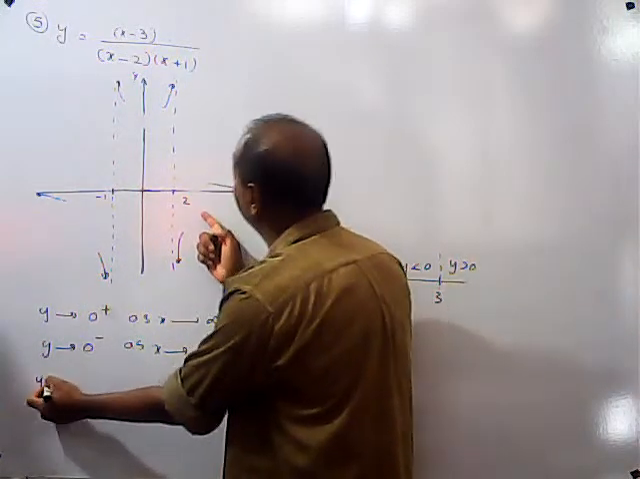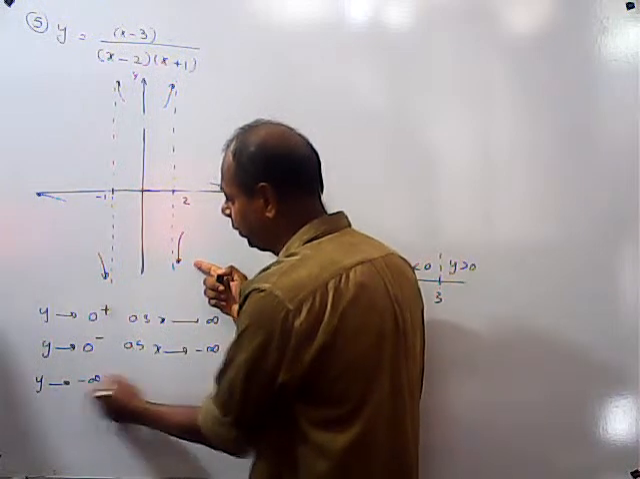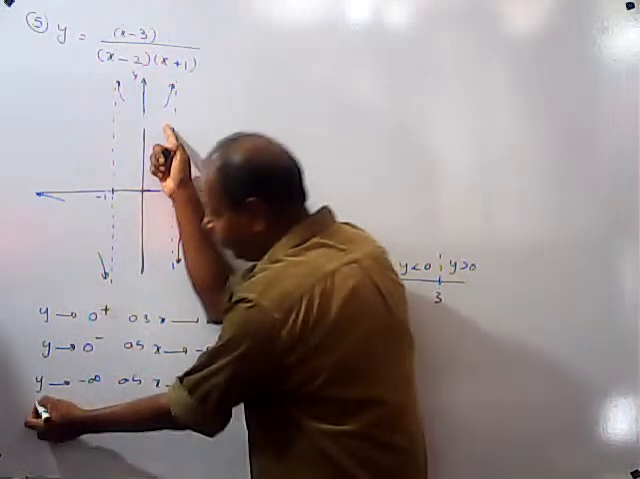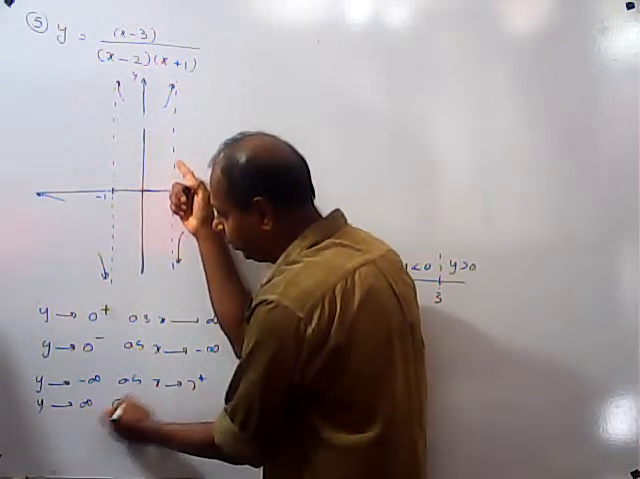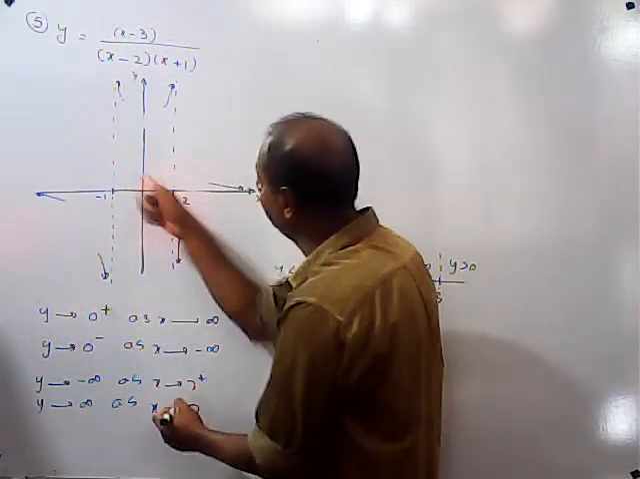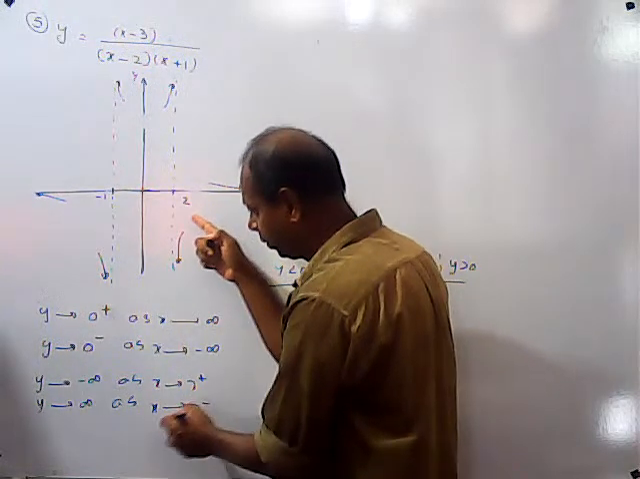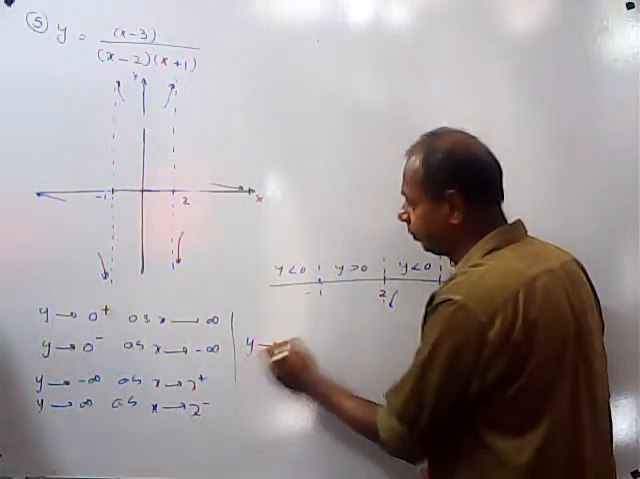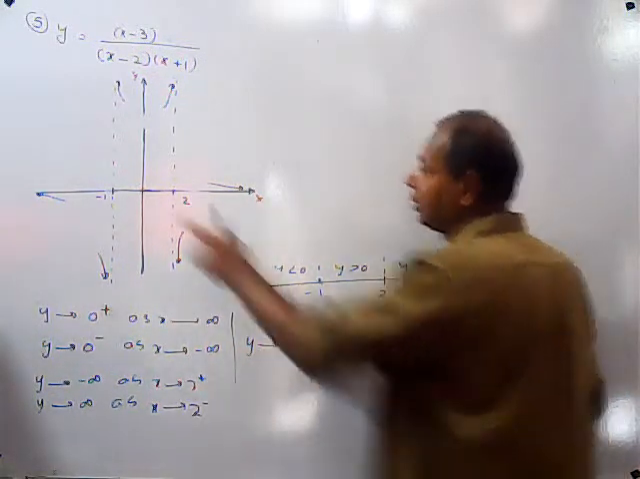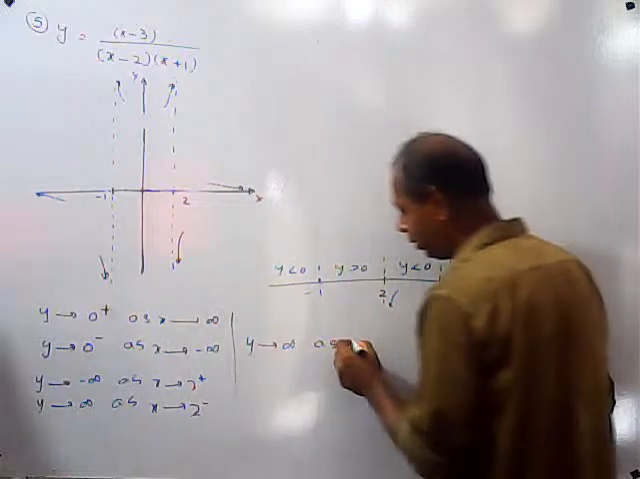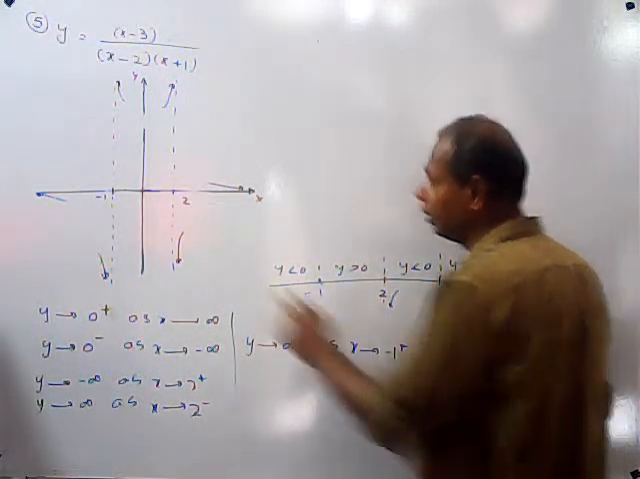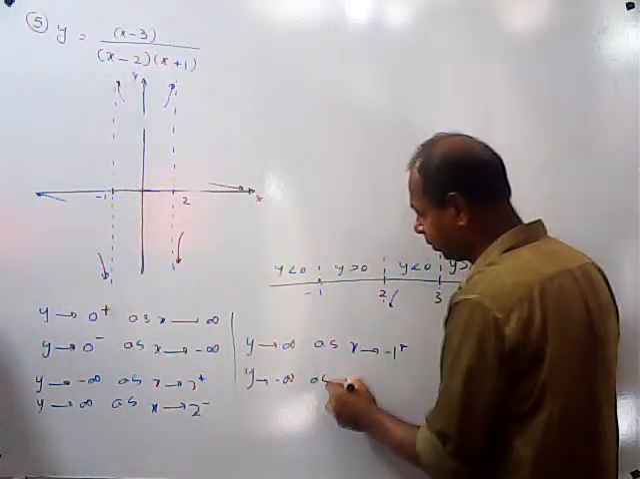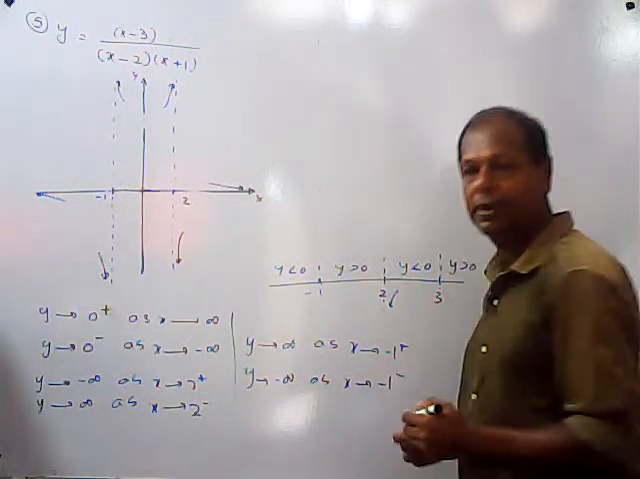So those are the vertical asymptotes, explaining why we go to negative infinity as x goes to 2 from the positive side, why we go to positive infinity as x goes to 2 from the negative side, why we go to positive infinity again as x goes to minus 1 from the positive side, and why we go to negative infinity as x goes to minus 1 from the negative side.